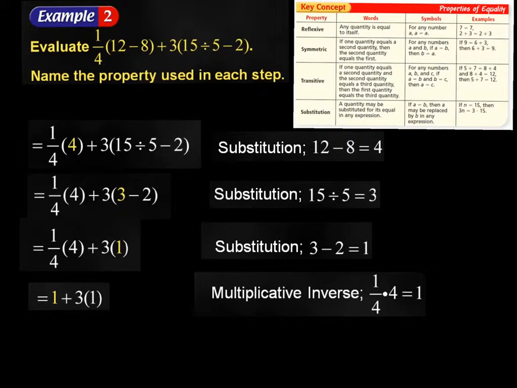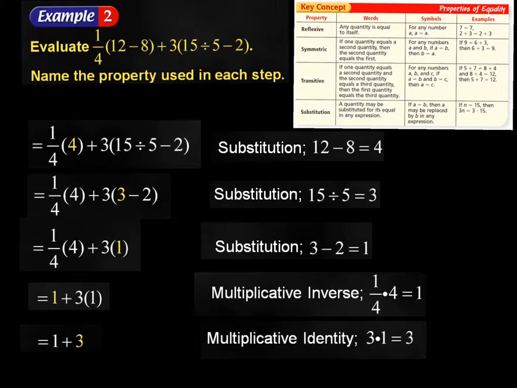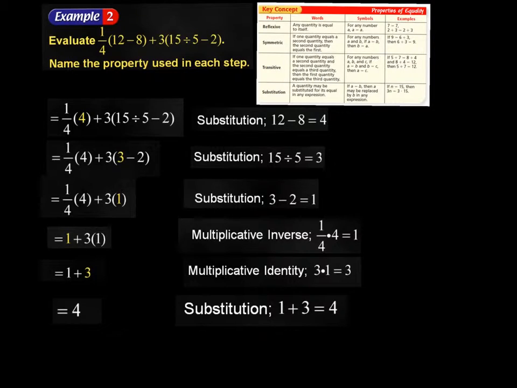Finally, we get a branch out. 1/4 times 4 is 1. That's multiplicative inverse. And 3 times 1 is 3, multiplicative identity, anything times 1 is itself. And our last step is, of course, 1 plus 3 is 4, and we just added, so that is substitution. So even though this only counted as one example, it was really 1, 2, 3, 4, 5, 6 separate little steps to identify which property we're using, so it's kind of 6 problems in one.